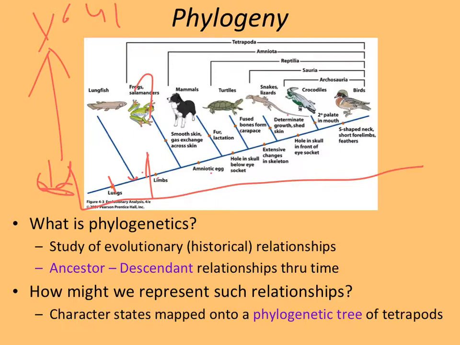How might we represent these relationships? Well, this is called a phylogenetic tree. And so we can see whole groups that share a bunch of things in common because they have similar traits, and other groups that share things in common but not with other previous groups.